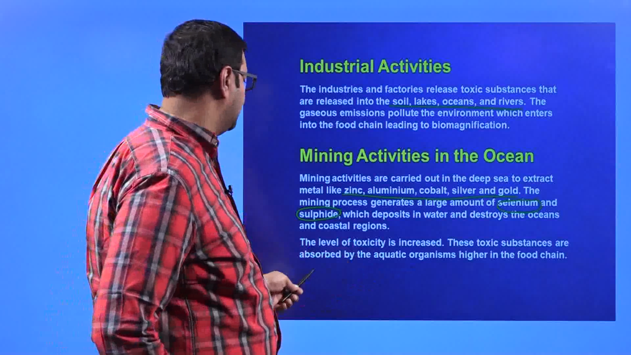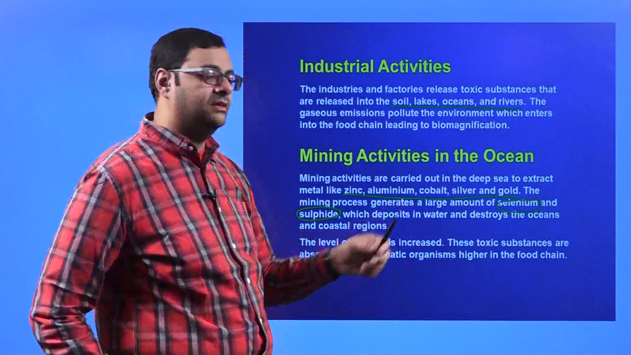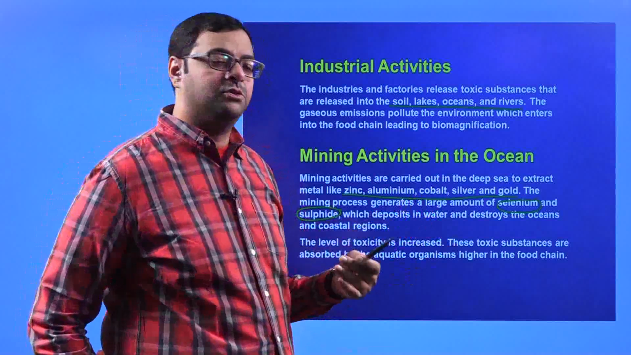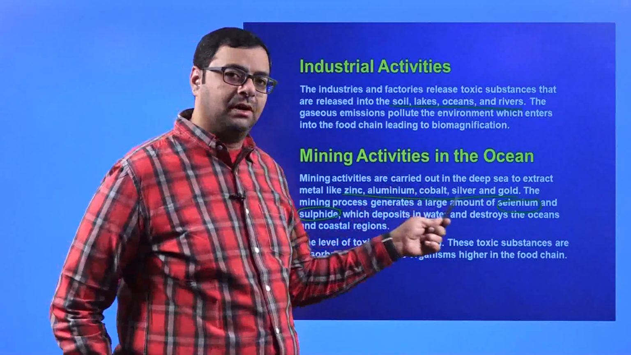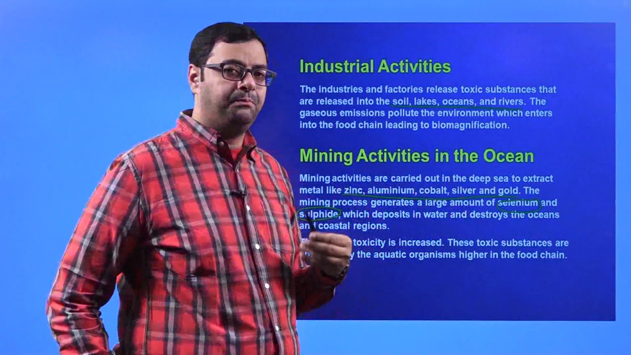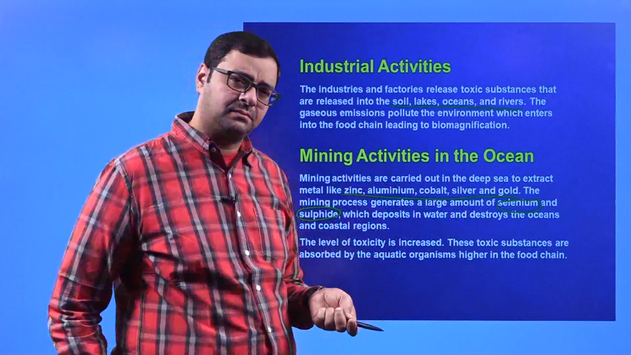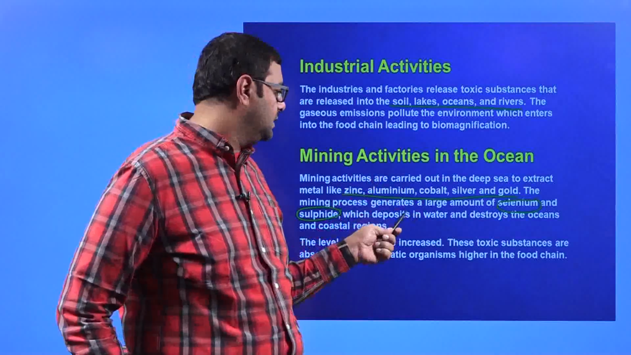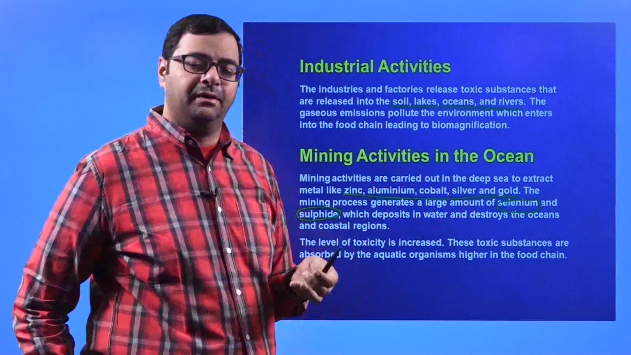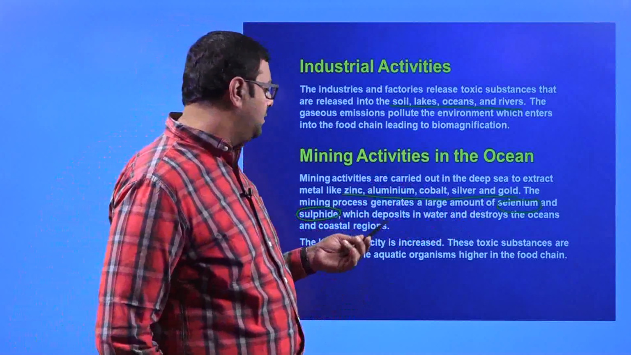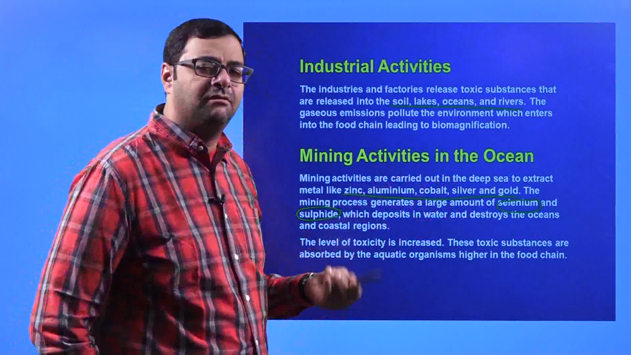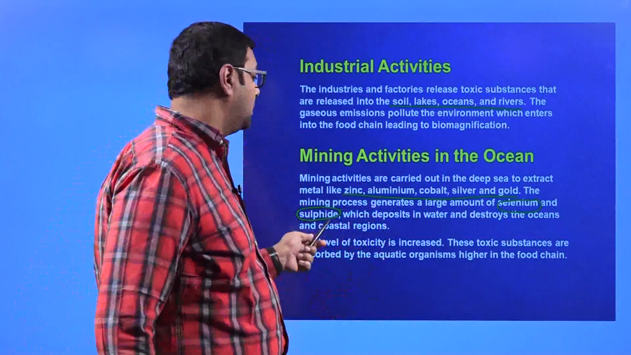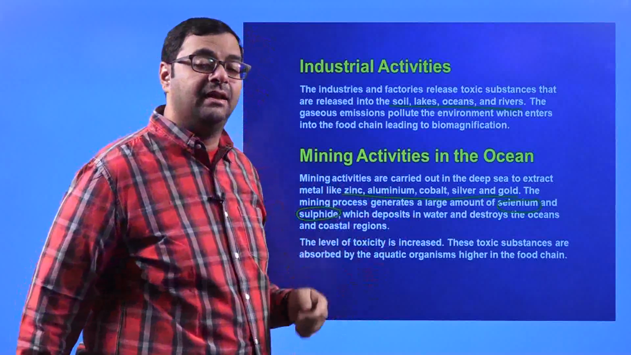These toxic substances are absorbed by the aquatic organisms higher in the food chain. So the top predator in the food chain will absorb the selenium and sulfide, and then they can be consumed by us, and those heavy metals can enter. Generally people call it selenium sulfide, but I separate it as selenium and sulfide because you need to understand what the two substances are that are entering your system.